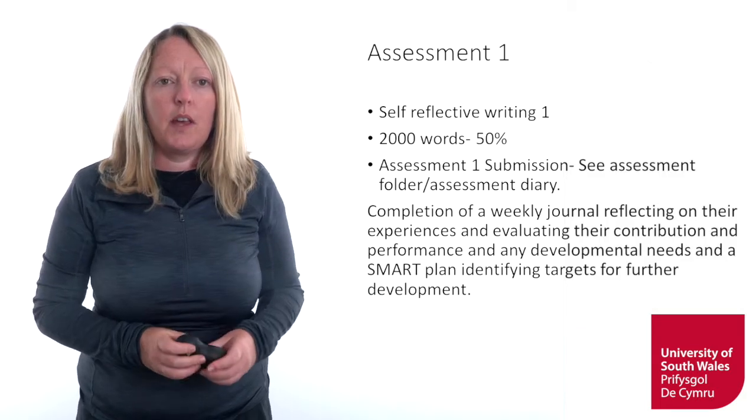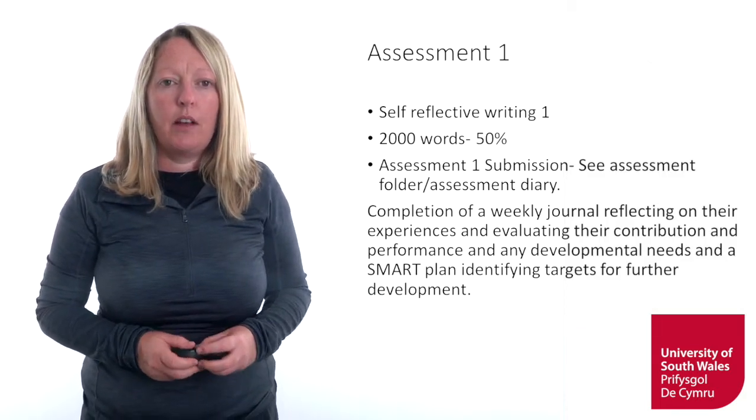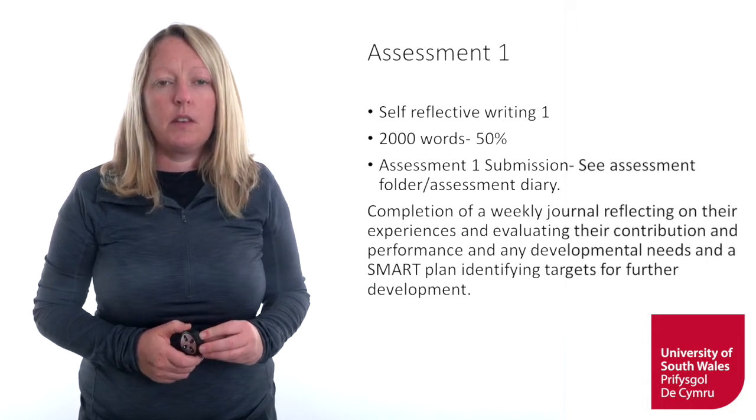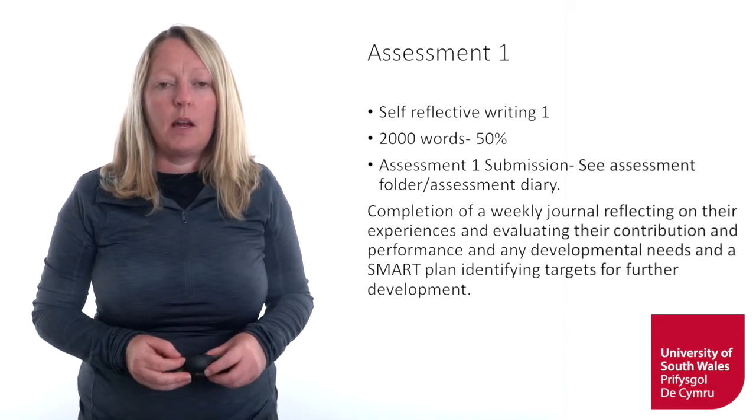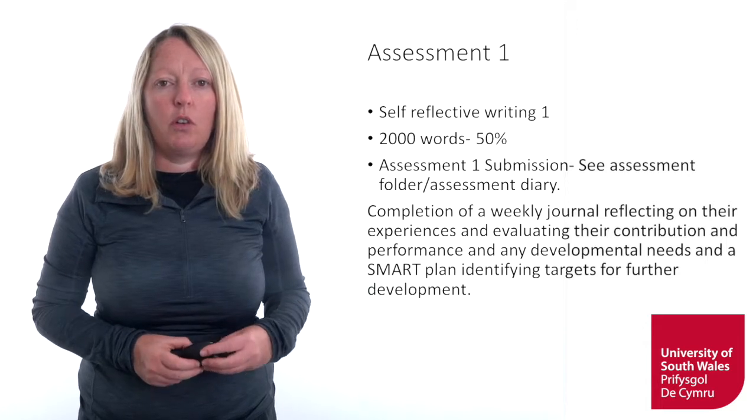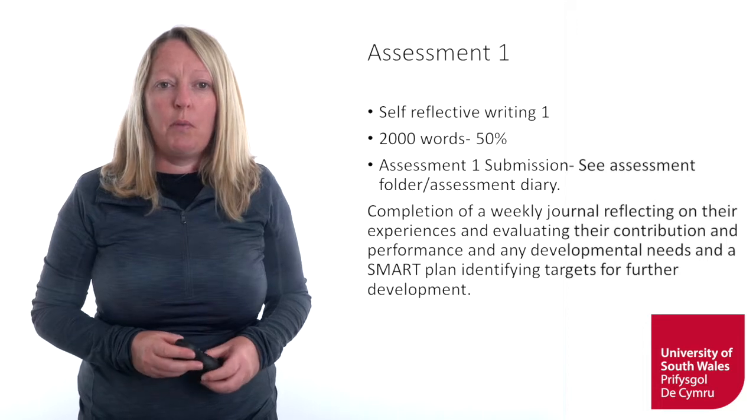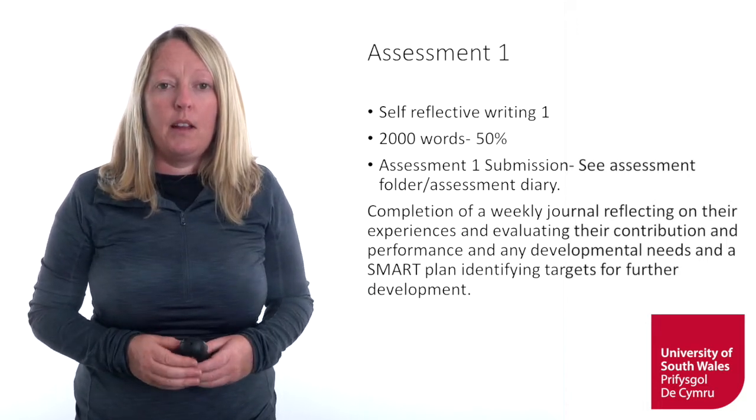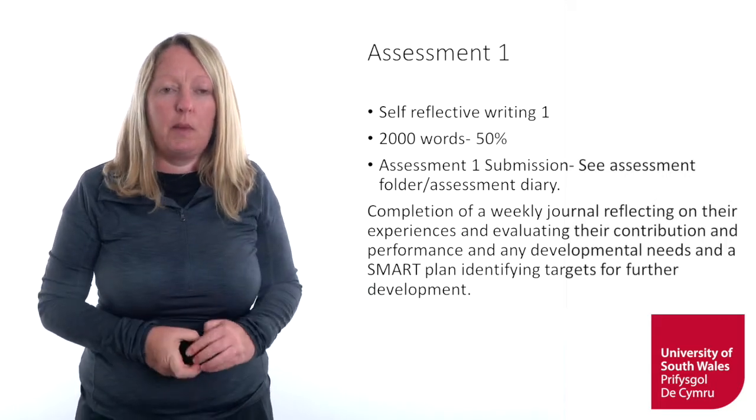So let's focus on assessment 1. You've got 2,000 words, self-reflective writing, and you will see within the assessment folder, on the assessment diary and within the assignment brief, the submission date for this. You will need to complete a weekly journal reflecting on your experiences and evaluate your contribution and performance and any development needs, and develop a SMART plan identifying targets for further development. So what does that mean? It's kind of a bit of a mouthful.